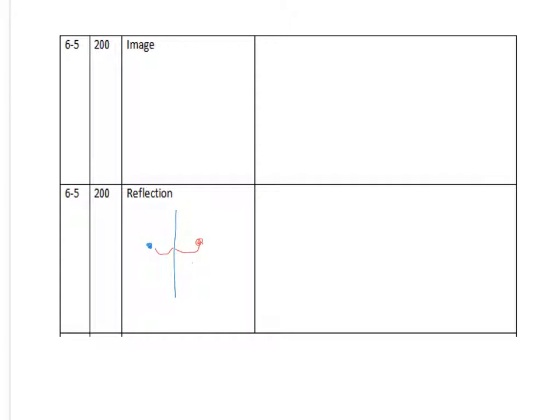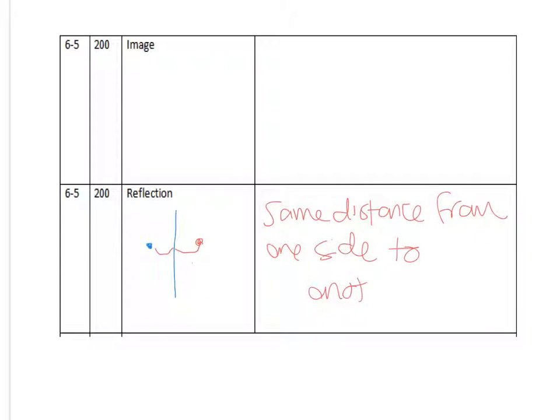So if you think about a mirror and how it's staring back at you, if you fold it over and it lands on itself, that's a reflection. So, same distance from one side to another. Please pause until you've written that down.